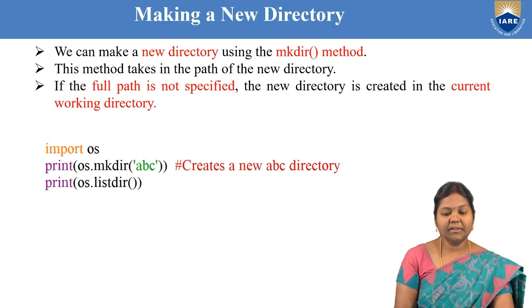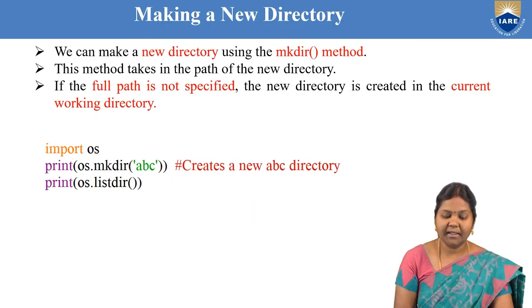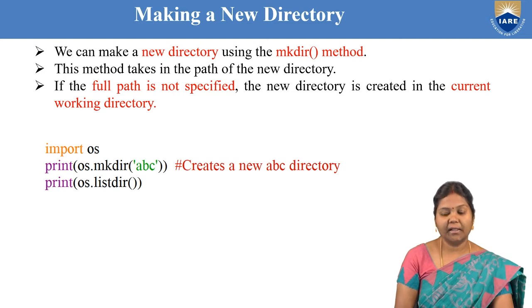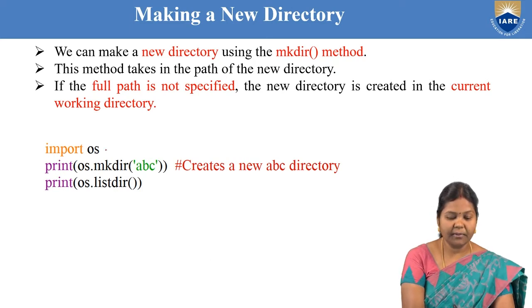Now, the next function is how to make a new directory. We can create a new directory using the mkdir method. This method takes a path as an argument. If you are not providing any path, then it will create a new directory in the current path itself. So, if your full path is not specified, then the new directory is always created in the current working directory. Let us see how. First of all, to use mkdir, import the OS module by writing import os.